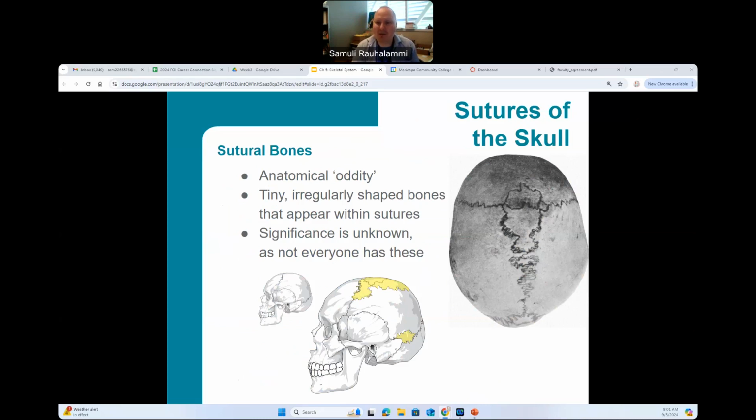These are small, irregularly shaped bones within the sutures, and we're not really clear about their purpose, but we do know that certain conditions are more associated with these. So an interesting anatomical oddity. Not everyone's skull is gonna be as symmetrical or as similar from one individual to another. So an interesting thing to note.